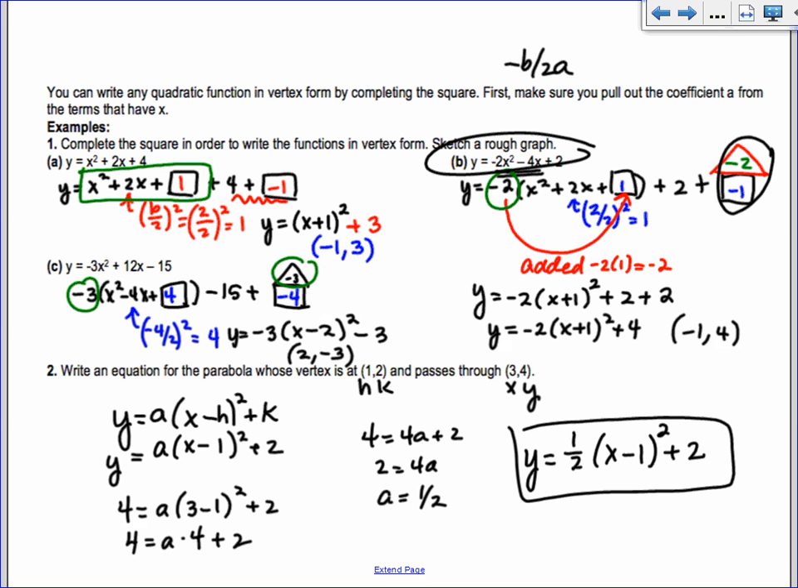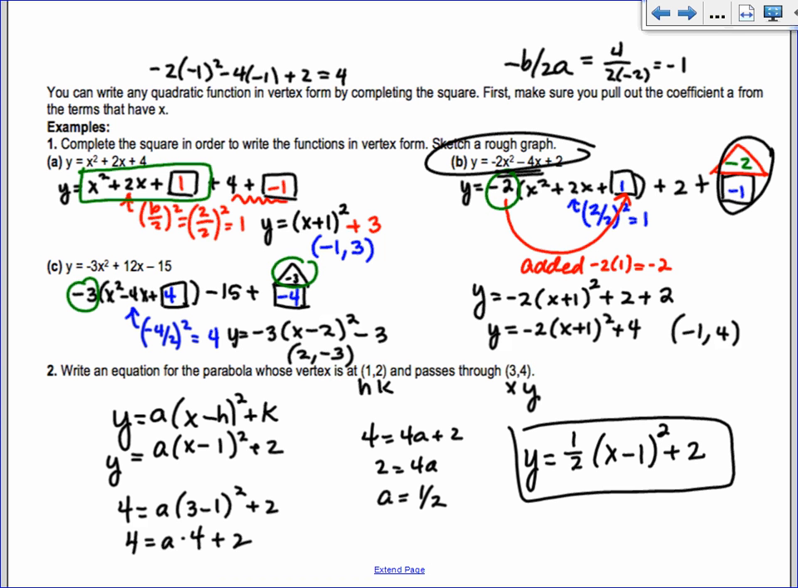So in that example, if I did negative b over 2a, I'd have negative 4 over 2 times negative 2. So I'd get negative 1. I would plug in, so I'd have negative 2 times negative 1 squared minus 4 times negative 1 plus 2. So what do I have? Negative 2 plus 4 plus 2. So I get 4. So your vertex should be negative 1 comma 4, which it is, right?